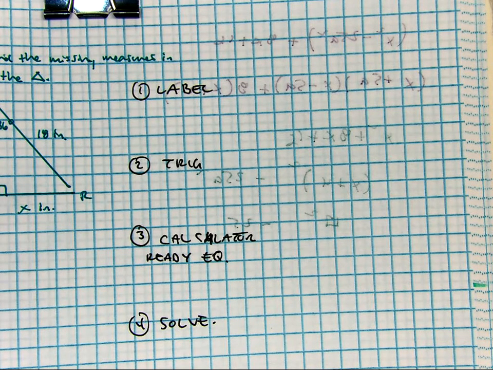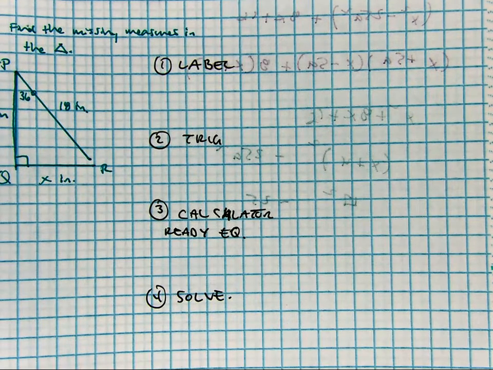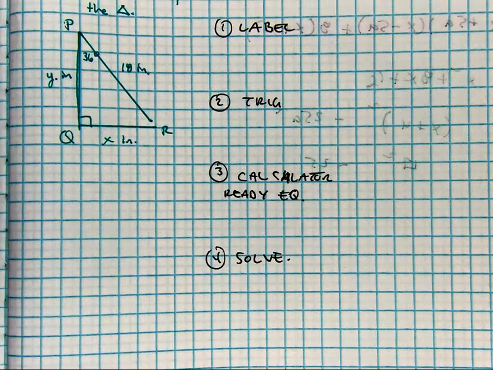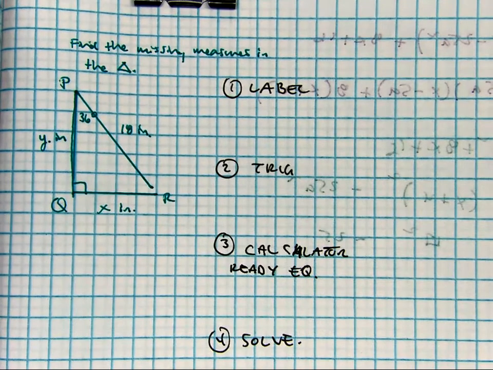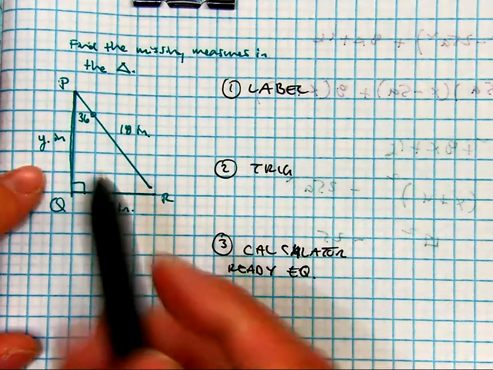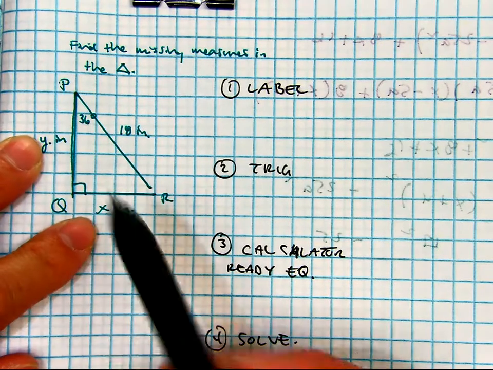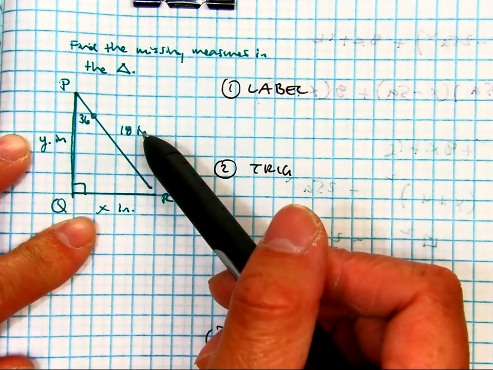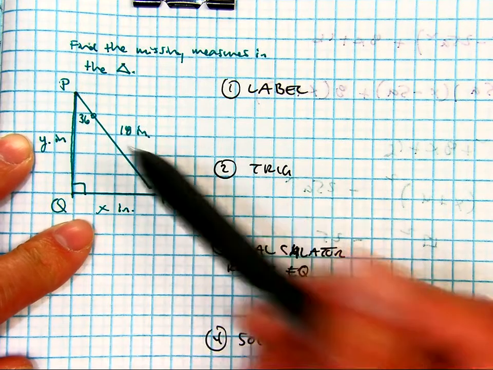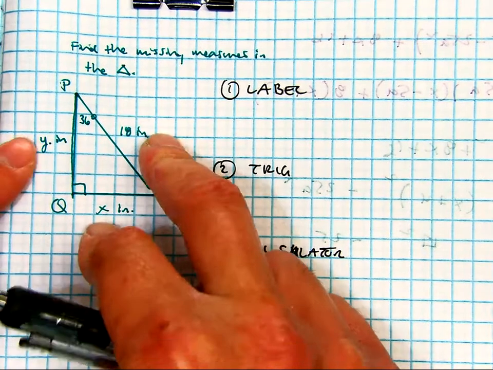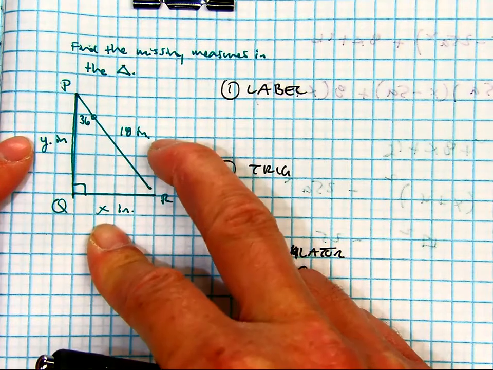And this problem tells us to find the missing measures in the triangle. I have a given angle there at P. I have two unknowns, x and y. I notice they're on the outside of the triangle, so those are side lengths, and they've given me a third side length. I'm thinking to myself that once I solve for one side length, then I have two side lengths, then I can solve the third one using Pythagorean theorem.